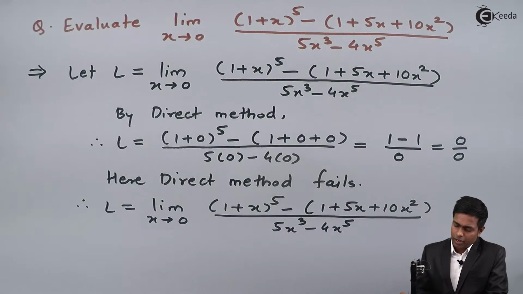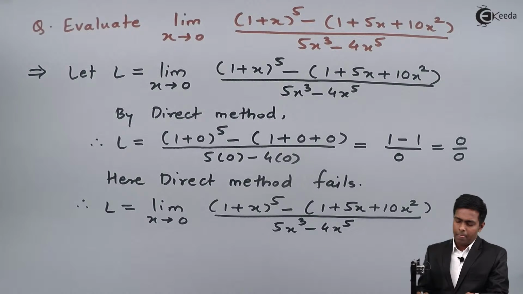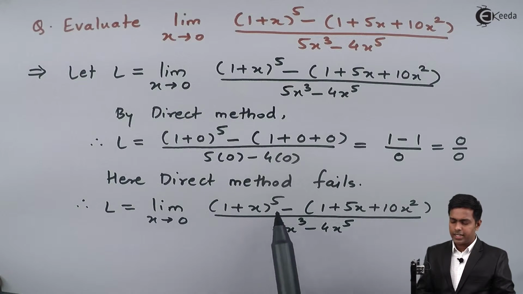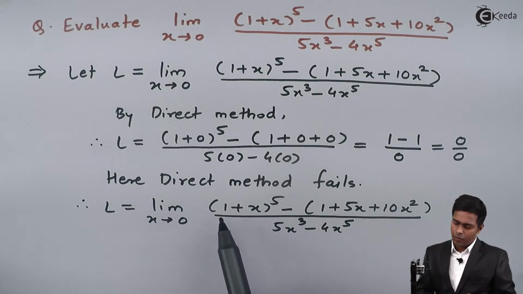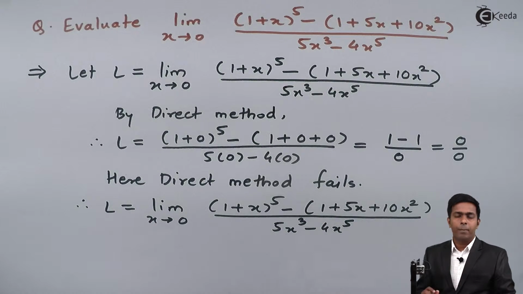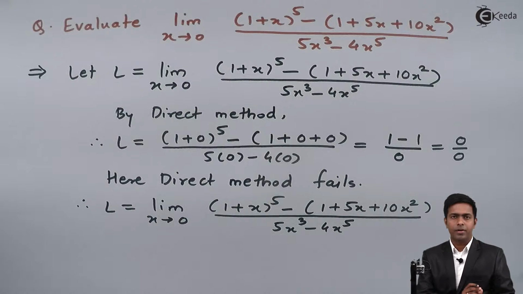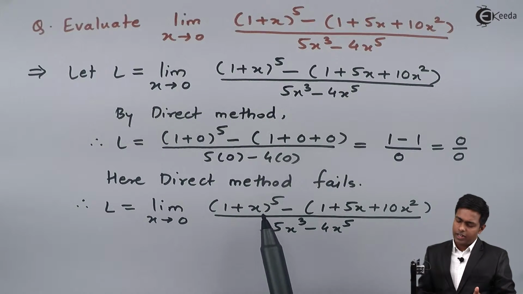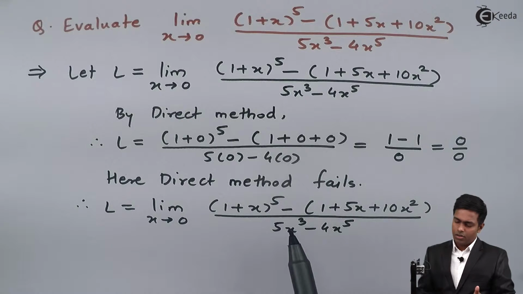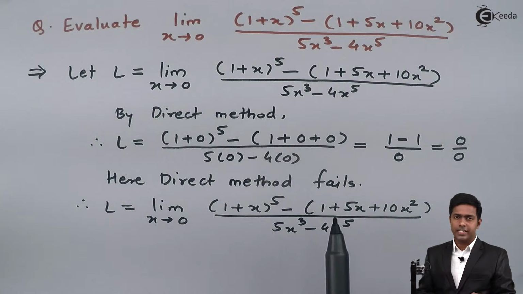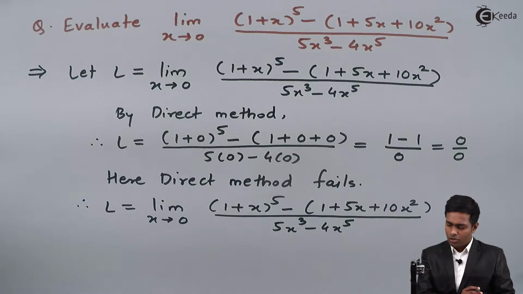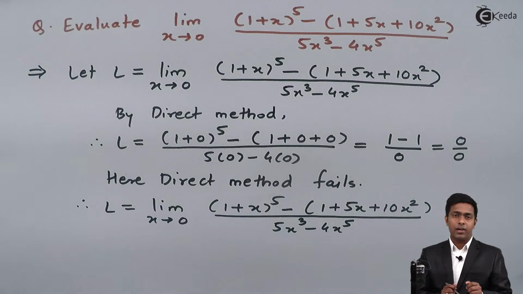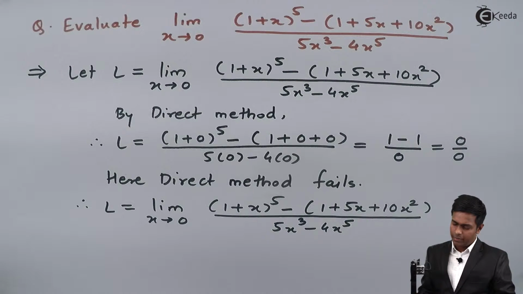Now here if you observe the numerator, we have 1 plus x raised to 5. So we can find out 1 plus x raised to 5 by using the binomial theorem, and after that we'll cancel the terms which are opposite in sign from the numerator, and by doing the simplification we can get the value. So what is the binomial theorem? Let me tell you.